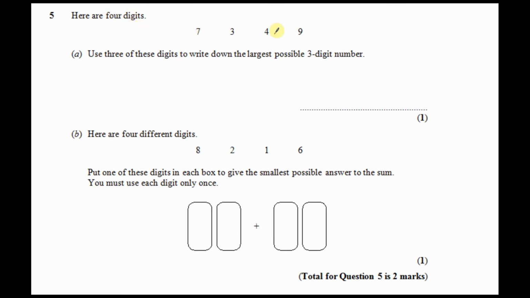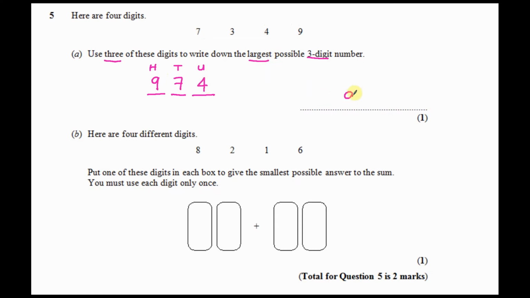Digits 7, 3, 4 and 9. It says use 3 of these digits to write down the largest possible 3-digit number. If we've got a 3-digit number, that means it's going to involve 3 digits, where one's the units, one's the tens, and one's the hundreds. If I'm using these to make it the largest possible, it needs to go in order from the largest, so it would go 9, and then the next largest would be 7, and the next largest would be 4.